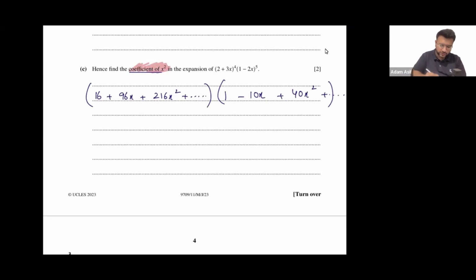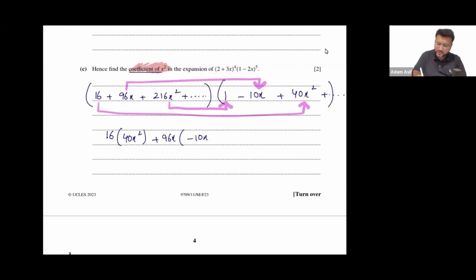So to find the coefficient of x square, I can multiply 16 with the term in x square, 96x with the term in x, and 216x square with the constant term 1. So 16 times 40x square plus 96x times negative 10x plus 216x square times 1. Now let's simplify this. Okay. What do we get? 16 times 40 minus 960 plus 216, we get negative 104x squared. So the coefficient of x square is negative 104. This is the working for question number 2.